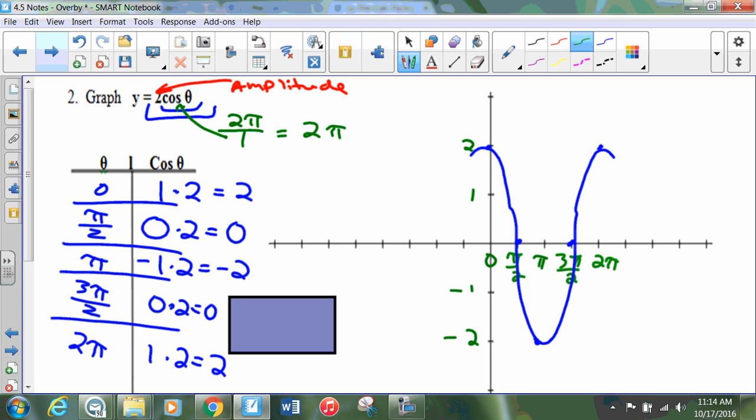So you put whatever that number is? Yep, whatever that number is in front of the theta, you're going to put that under the 2 pi, and that's going to give you your period. Is it always 2 pi? Yep, it's always 2 pi.